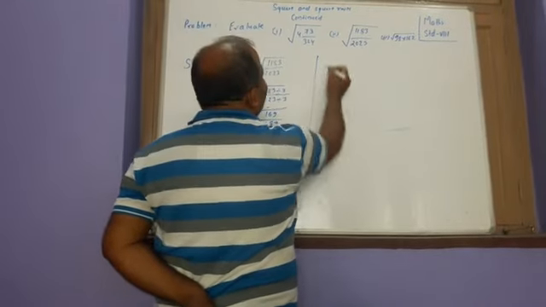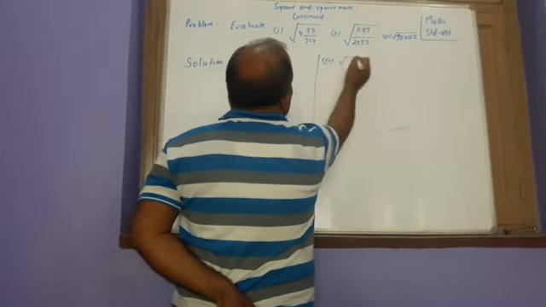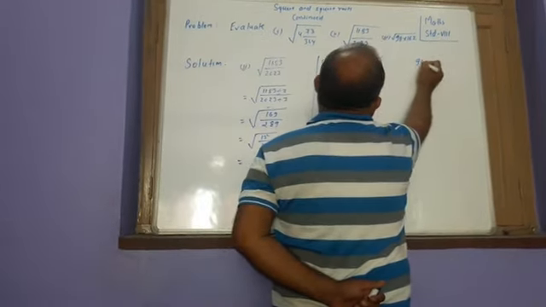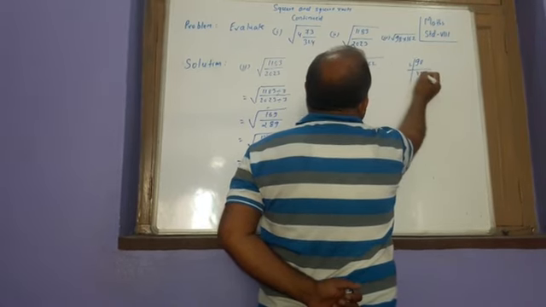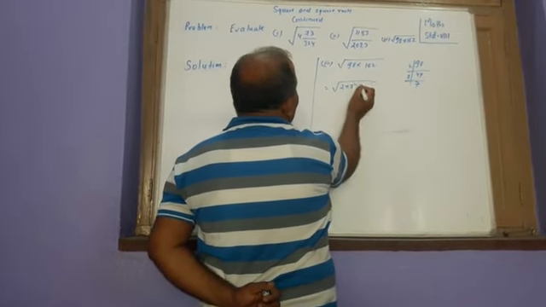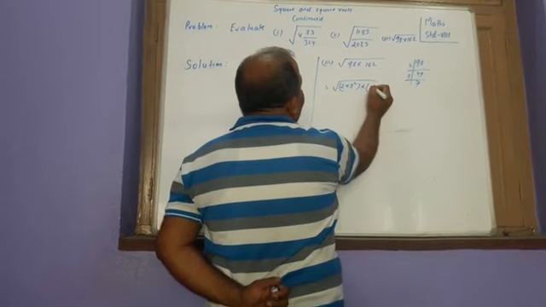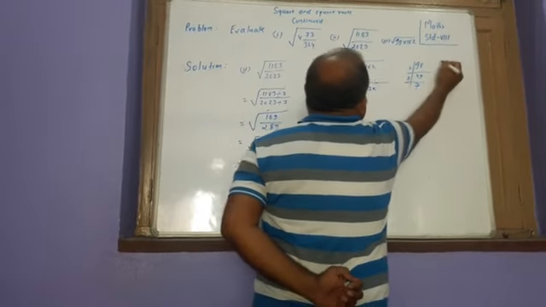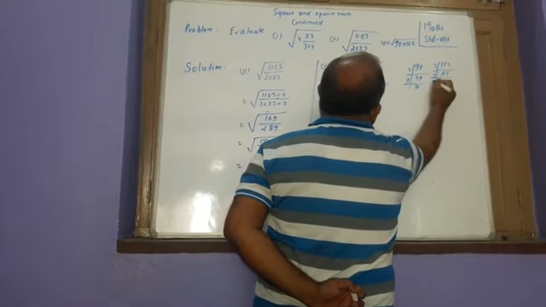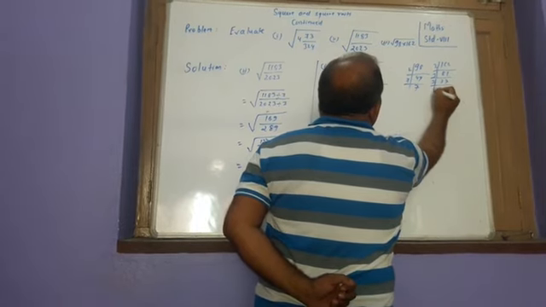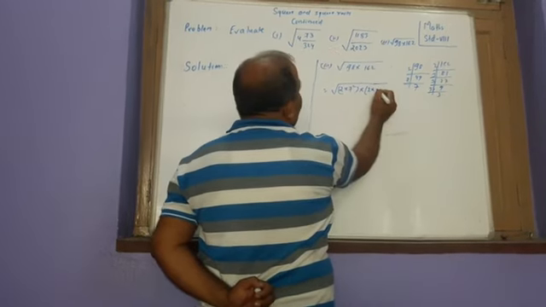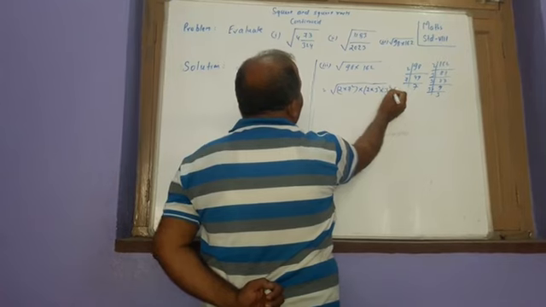And the third problem is to find the square root of 98 into 162. By prime factorization, 98 is 2 into 49, and 7 7s are 49. It will give 2 into 7 square. Like this, 162 is 2 into 81, 3 27s, 3 9s, 3 3s. It will give 2 into 3 square into 3 square.